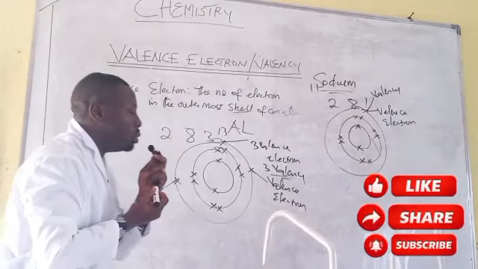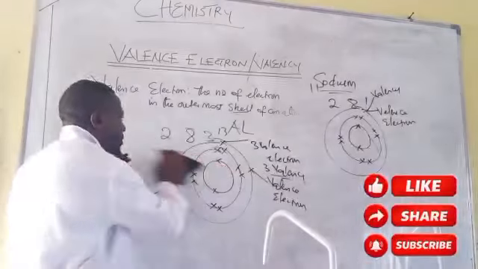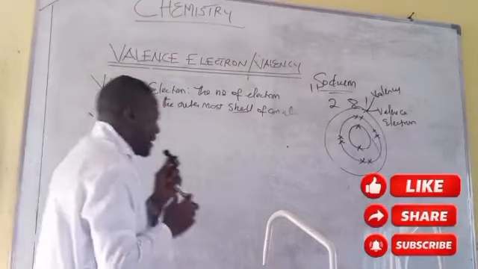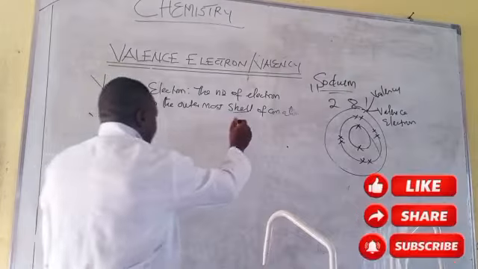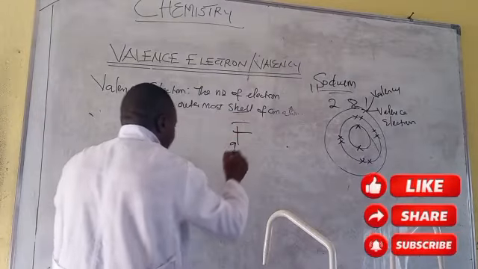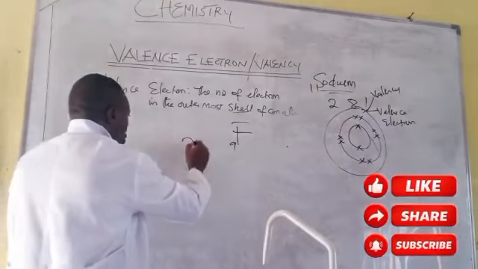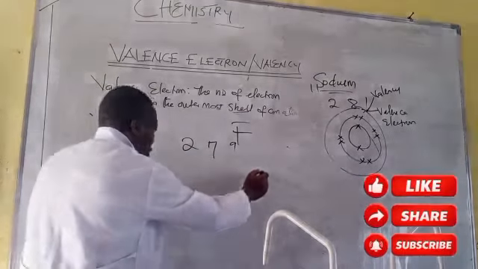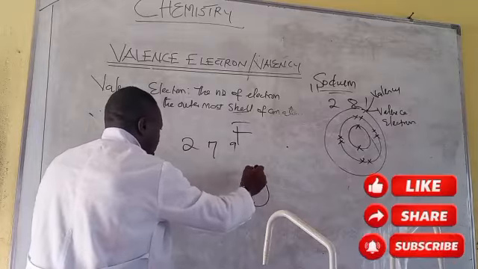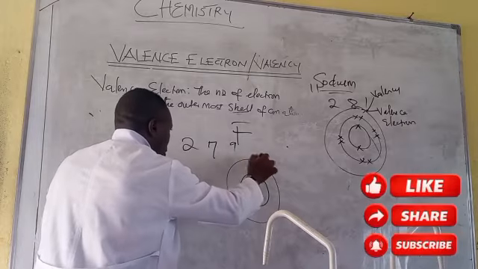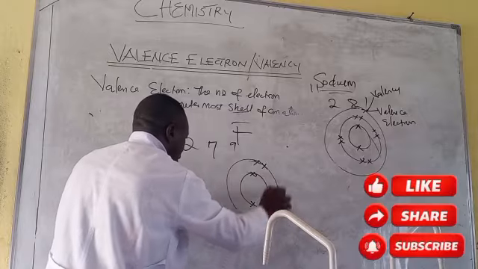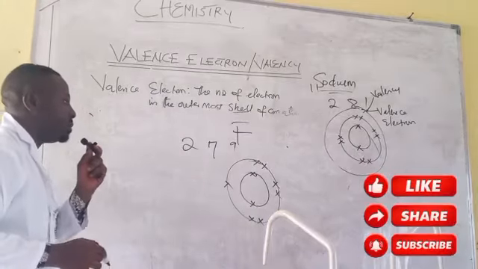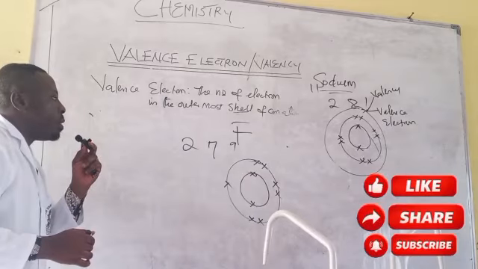Let me do 2 non-metals, please. Now let me take fluorine as a non-metal. Fluorine, F. Fluorine is 9, and the configuration is 2, 7, because 2 plus 7 is 9. So let's draw: 2, and 7. Now please listen very carefully.